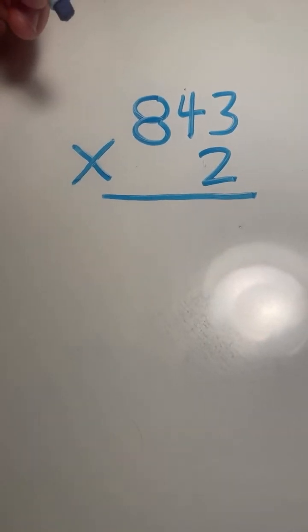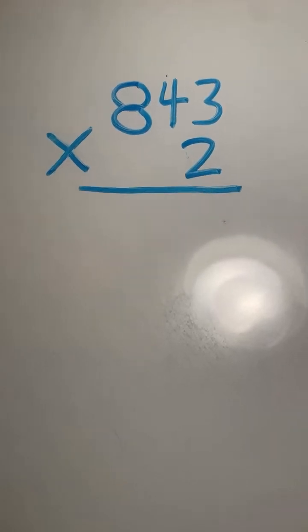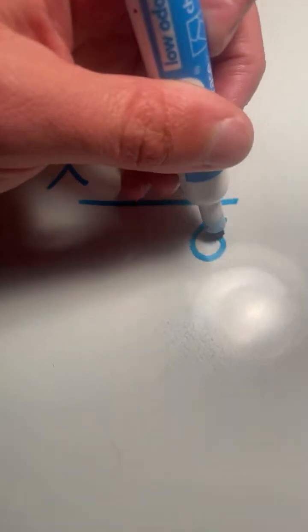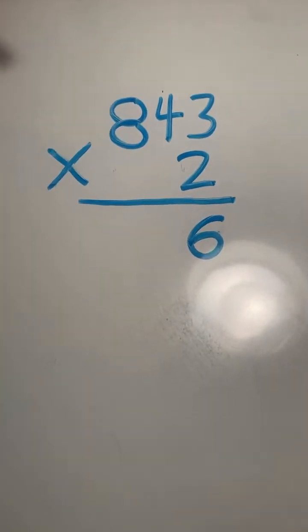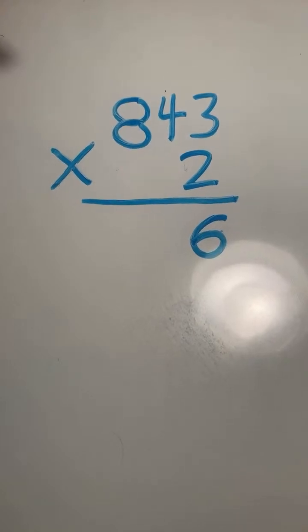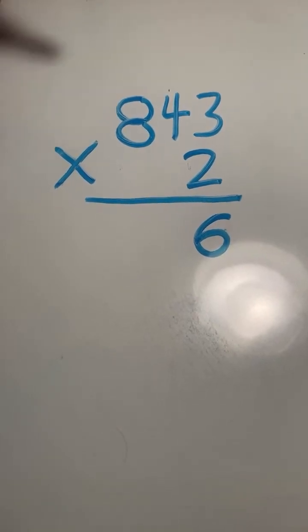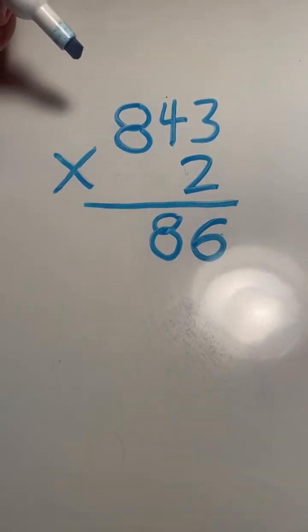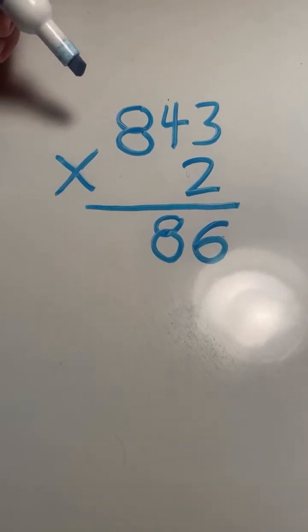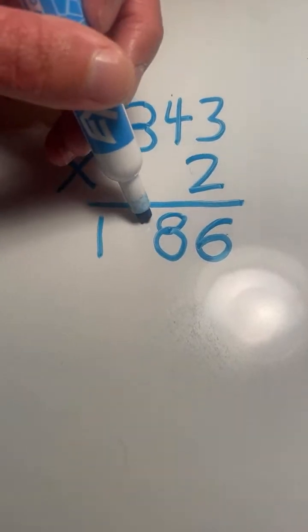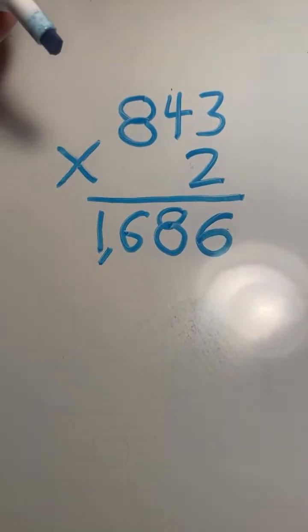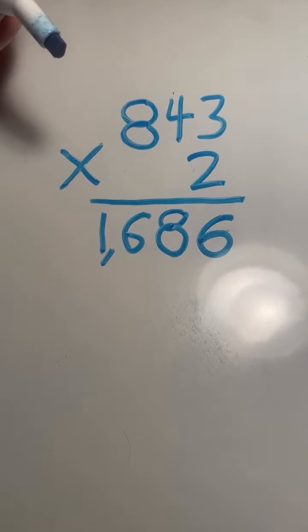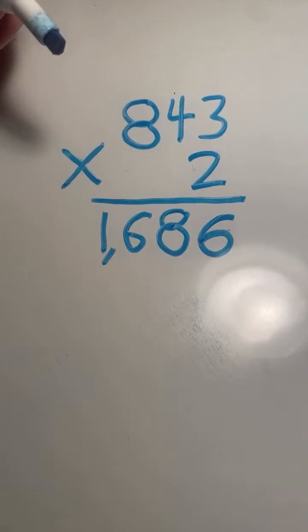843 times 2. We start out in the ones place. 3 times 2 equals 6. We do not need to regroup because our product is less than 10. We only regroup when our product is 10 or more. 4 times 2 equals 8. Again, no regrouping needed. 8 times 2 is 16. And we have our final answer, 843 times 2 equals 1,686.